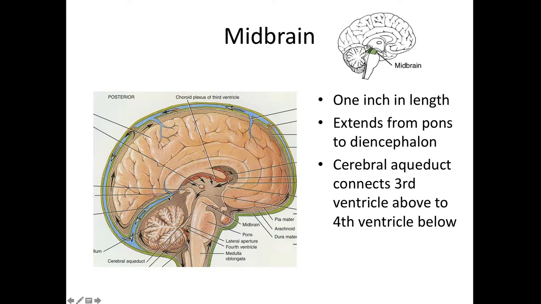All right, moving on to the midbrain. The midbrain is surrounded in green up here, but let's circle it down here. It's really short, so I'm going to draw a box around it. This is only about 1 inch in length, and it extends from the pons to the diencephalon. Running through it is the cerebral aqueduct, which connects the third ventricle here to the fourth ventricle down here.